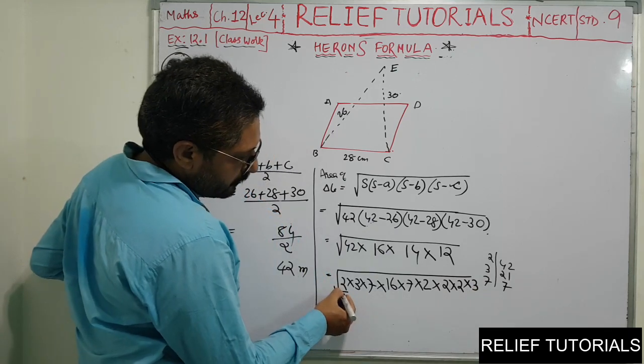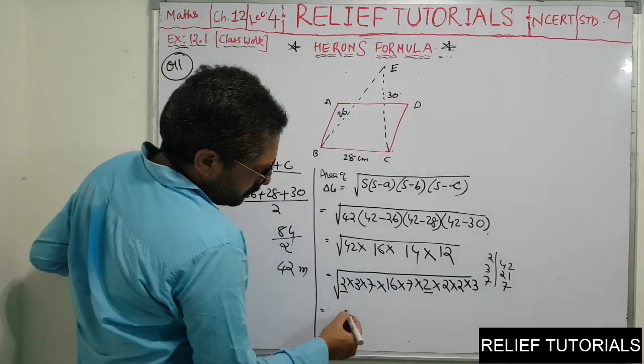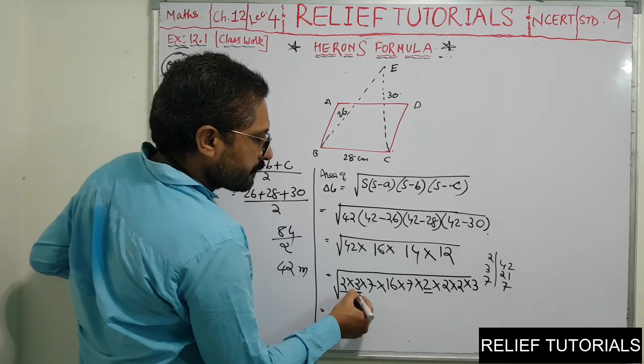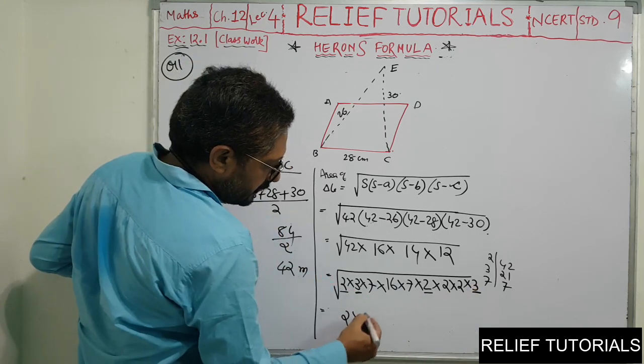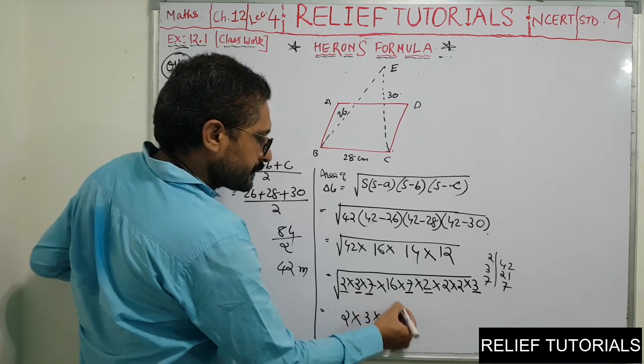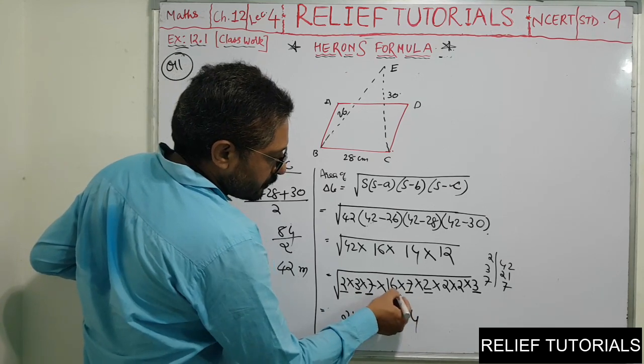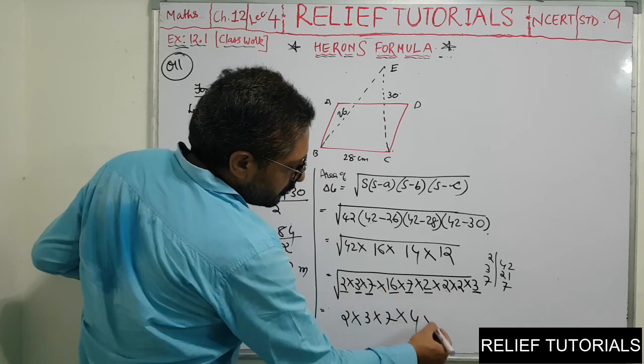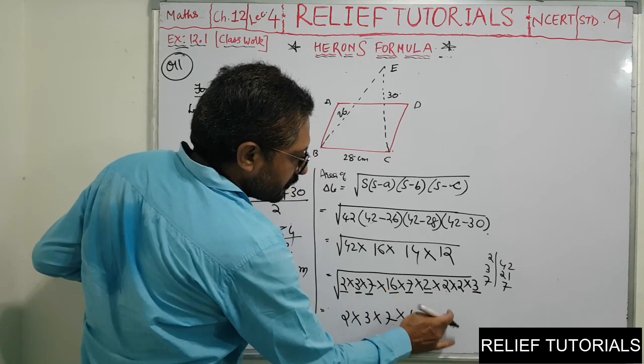Now see here, this 2 and this 2, you can write one 2. Now this 3 and this 3, you can write 3. This 7 and 7, you can write 7. The root of 16 is 4, so this is over. Now 2 and 2, you can write one 2, and that's all over.